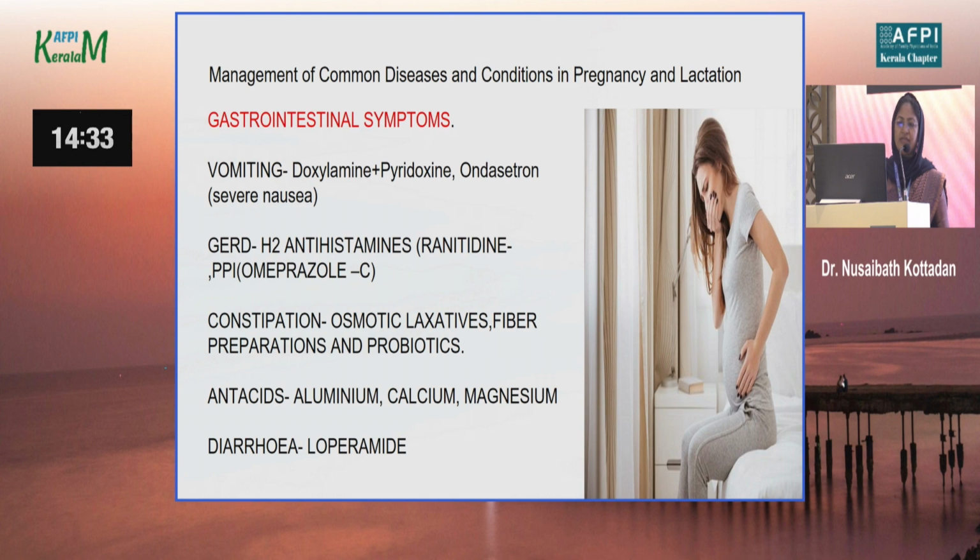Then about the gastrointestinal symptoms. For vomiting, the preferred drug is doxylamine plus pyridoxine. And in case of severe nausea, we can use ondansetron also. For GERD, H2 antihistamines like ranitidine can be used. PPIs can be used, but there are some studies which show some risk with omeprazole. For constipation, osmotic laxatives, fiber preparations, and probiotics can be used. Antacids containing aluminum, calcium, and magnesium are safe. In case of severe diarrhea, we can use loperamide.